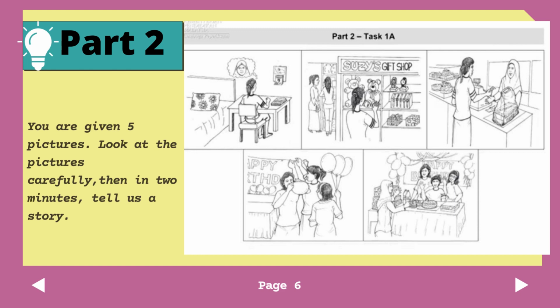Sorry about the mistake here. Then in 1 minute, tell us a story. So you have to analyze all the pictures here. We have five pictures. The first picture is about a girl, and so on. Then you have to tell a story. Remember, when you tell a story, it should be in past tense.